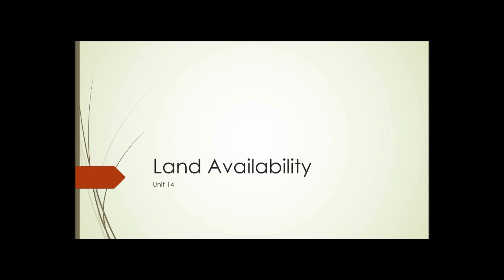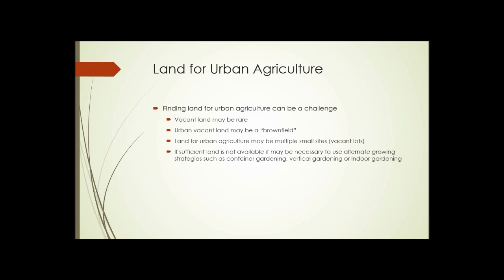Unit 14, land availability. Finding land for urban agriculture can be quite a challenge. First of all, in some areas, vacant land might be rare. Some areas, such as Detroit, may have a surplus of vacant land, but in other areas, there may be very little.